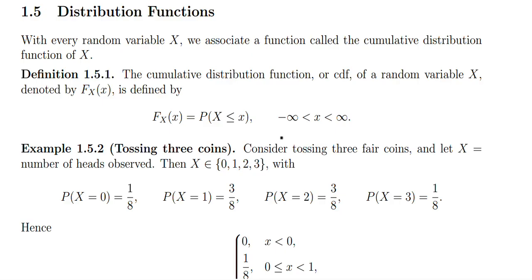So let us start. With a random variable X, we associate a function called the cumulative distribution function of X. The cumulative distribution function, or CDF, of a random variable X is denoted by F_X(x) and is defined by this. So this is the definition. This is how we define distribution functions. It's the cumulative distribution function, CDF.